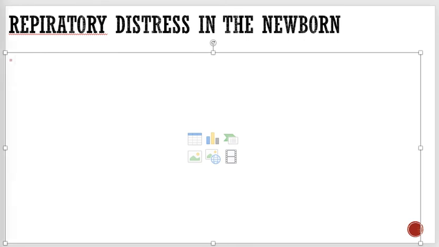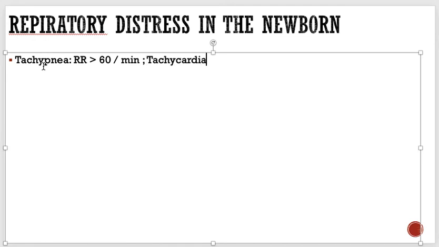So any baby, any newborn, any infant, any neonate, when they are born, we look for a few things, and if those things are present, we say that the newborn is in respiratory depression or distress, right? So the first thing is called tachypnea. What is tachypnea in newborns? Respiratory rate greater than 60 per minute, right? Or one more thing can be tachycardia. What is tachycardia? When the heart rate is greater than 160 per minute, right?